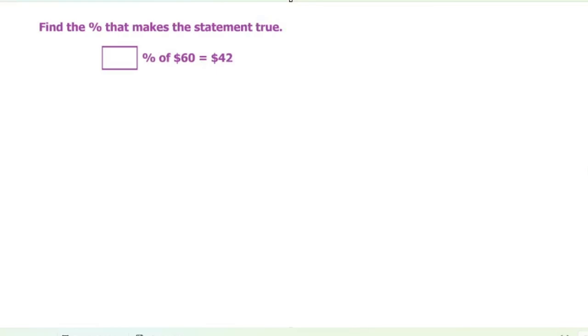In this video, I'm going to teach you all the tricks on how to find percents. And I'm going to teach you two methods to solve this problem. So if we have a problem like this that says find the percent that makes the statement true, and we have a box with a percent of 60 equals 42. So what percent of $60 equals $42? This is a good real life problem that you might have to do in real life.